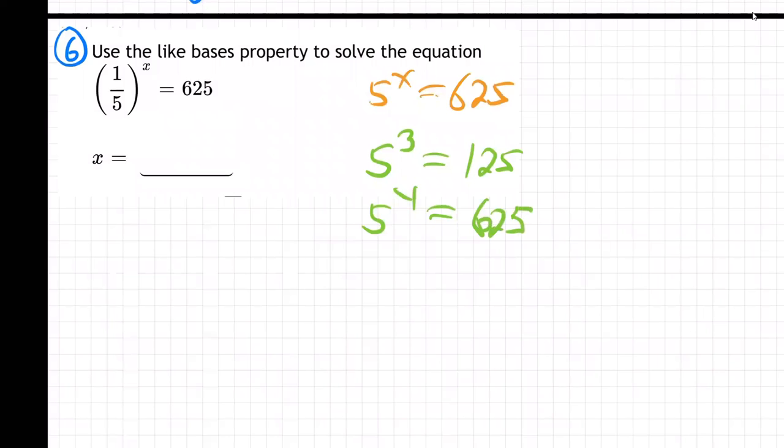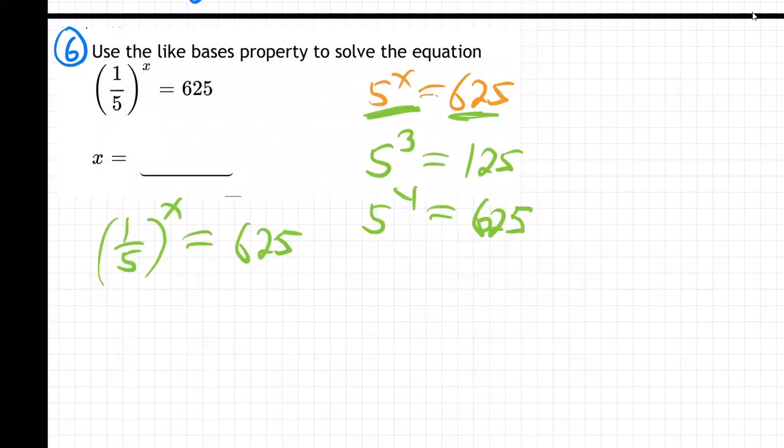Okay, so is the answer 4? Almost. If the original question had been 5 to what power is 625? Yes, the answer would be 4. But the question was 1/5 to what power is 625? So it's a fraction.